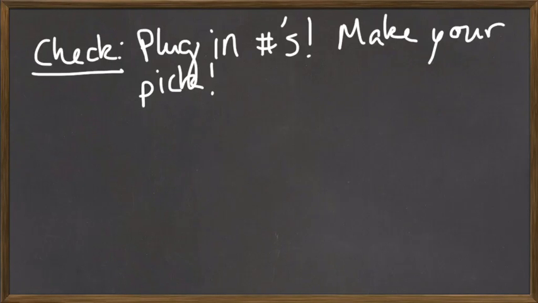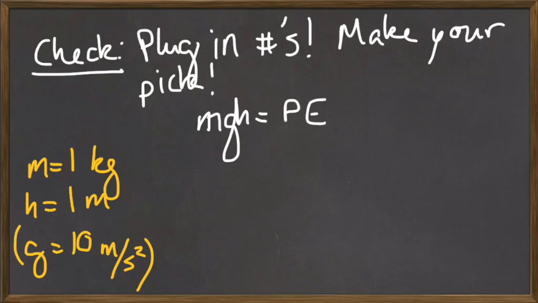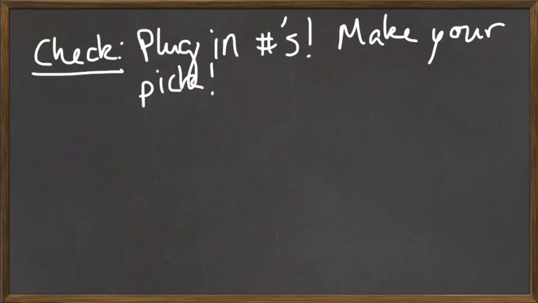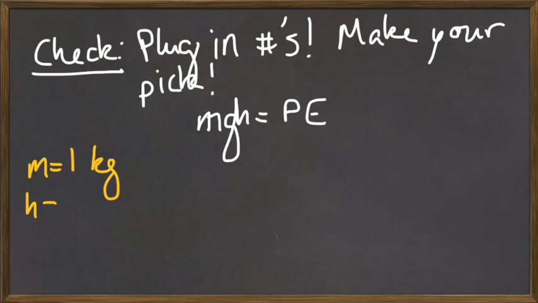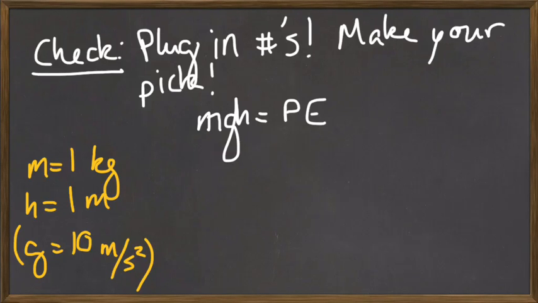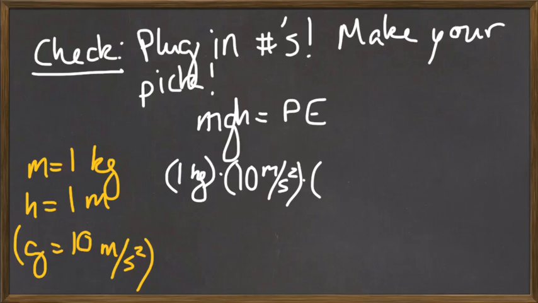Plug in some numbers. Make your own pick if they don't give you the values in the problem. I'm going to set my mass equal to 1 kilogram. I am going to set my height equal to 1 meter. I'm going to say that g is equal to 10 meters per second squared. And check it out. 1 times 10 times 1 gives you a potential energy of 10 joules.